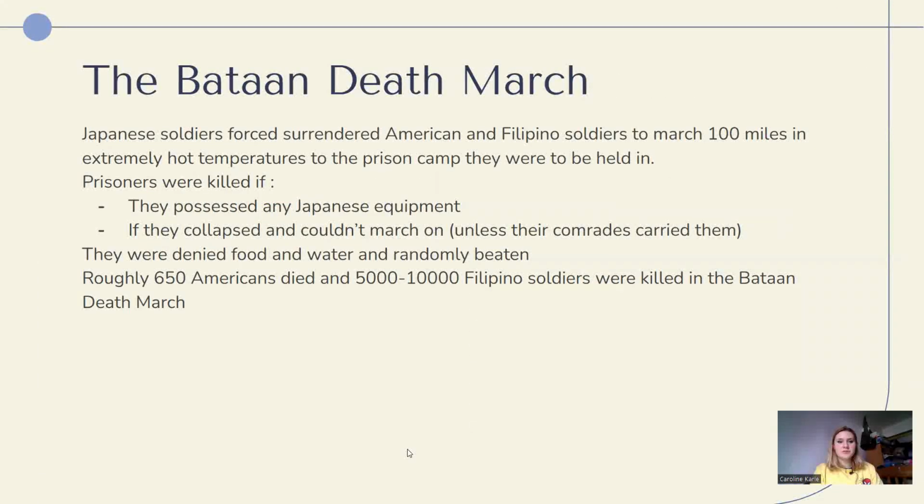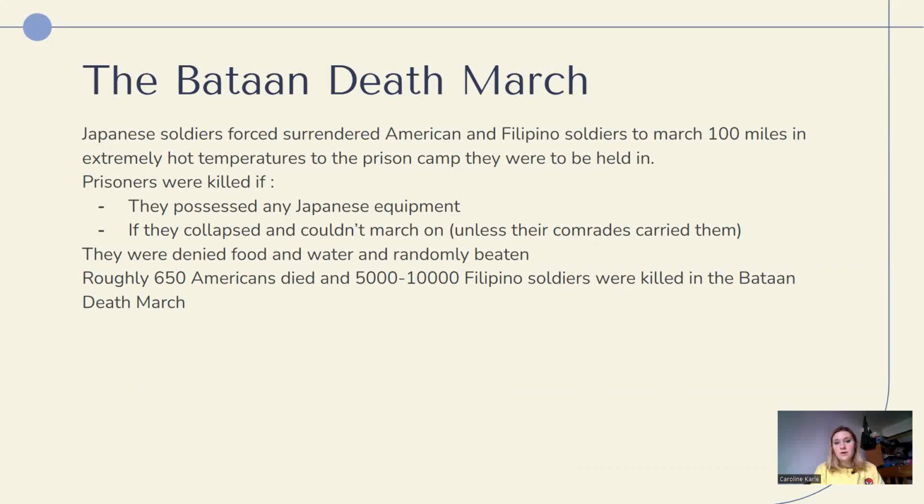The Bataan Death March. Japanese soldiers forced surrendered American and Filipino soldiers to march 100 miles in extremely hot temperatures to the prison camp that they were going to be held in. Prisoners were killed if they possessed any Japanese equipment, including any souvenirs, and they were killed if they collapsed and couldn't move on unless their comrades could carry them, which was highly unlikely because their comrades were also starved, dehydrated, and extremely weak from the brutal treatment.